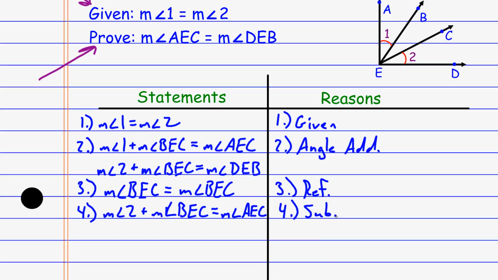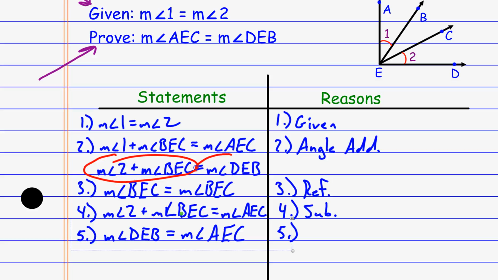And now from here, I can say that in number 5, the measure of angle DEB is equal to the measure of angle AEC. And again, I can say that by substitution as well, because look at this step. This thing is equal to this, so I can substitute that in right here in its place. And so that's why I've gone through each of these little steps. Now I've done substitution again, and it's a different set of substitution, so that's why I label it separately from the previous. But now that's the statement I wanted to prove.